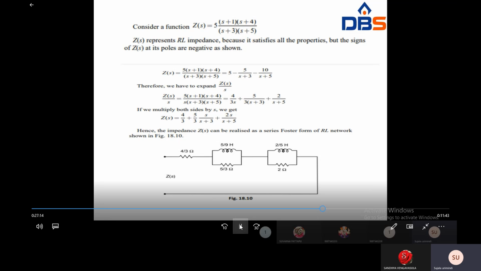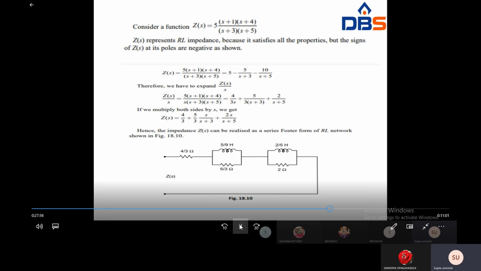Then you have to show a simple diagram, that means examples of this. Consider Z(s) = 5(s+1)(s+4)/((s+3)(s+5)). So Z(s) represents an RL impedance because it satisfies all the properties, and the zeros and poles of Z(s) are negative. Simply observe here: the first term gives a zero, so s = -1. So -1 is the point nearest the origin, and it is a zero. Whenever it is a zero, you have to think that it is RL impedance.